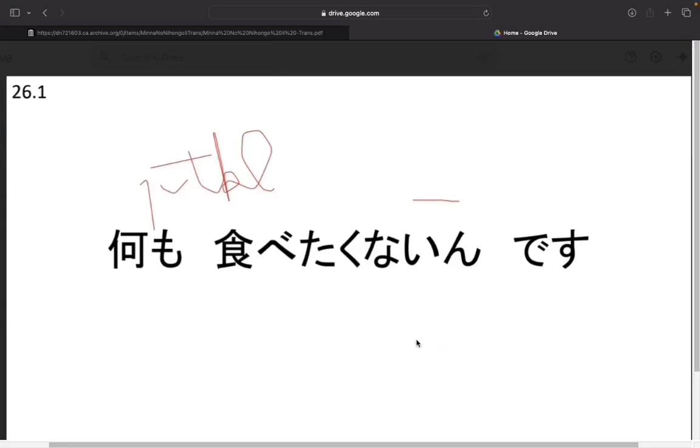Alright guys, in this lesson we are going to understand one of the most important and natural sounding grammar points in Japanese, which is ん です (n desu).